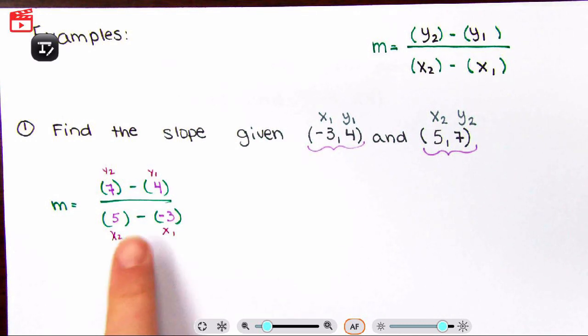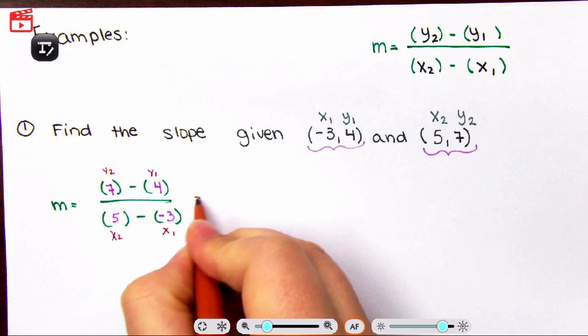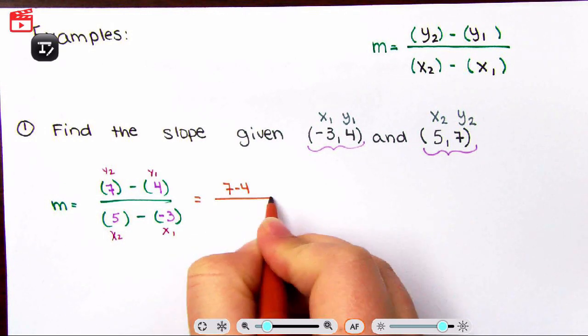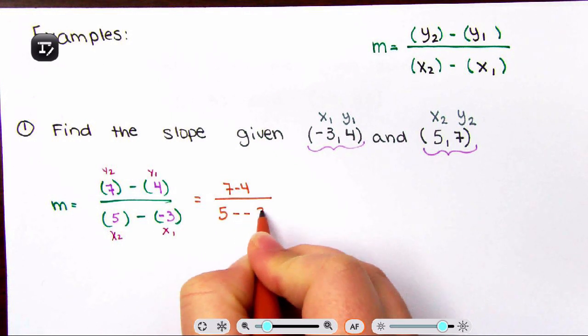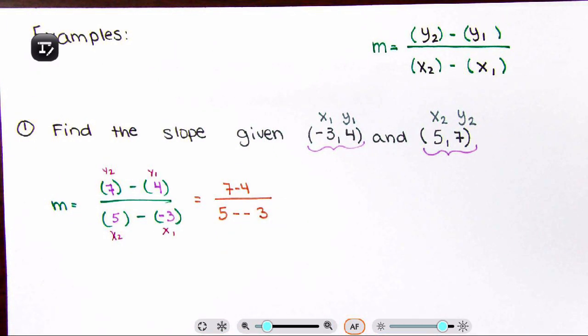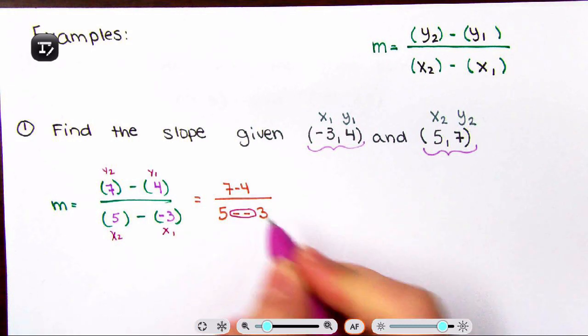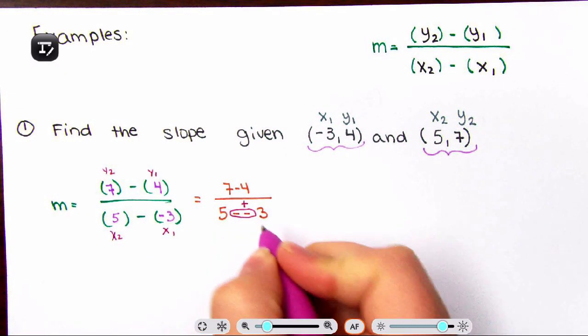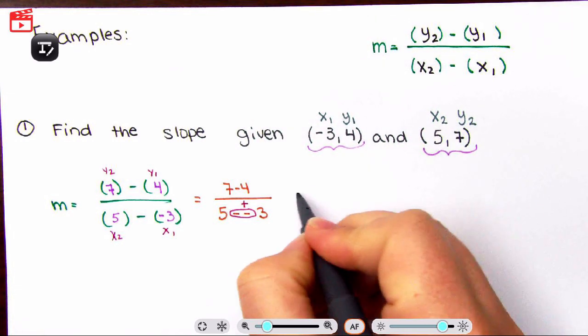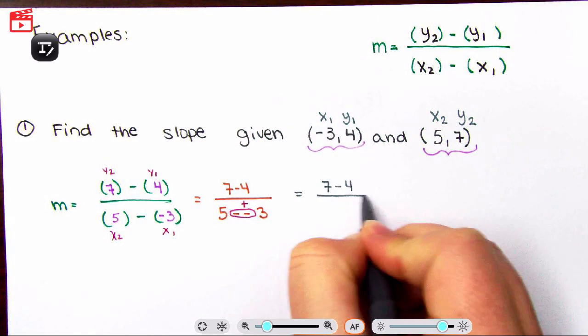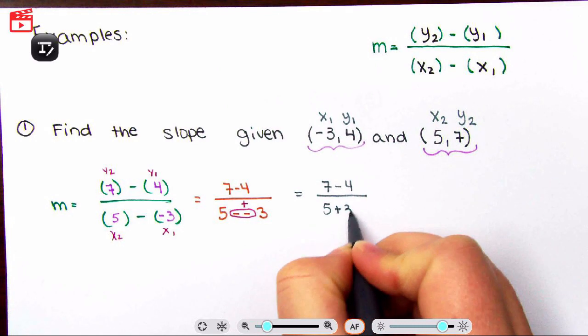Notice that now we have two negatives in the denominator that are next to each other. Anytime you have two negatives next to each other, that does equal positive. This is why it is super important to have bubbles, or else you're going to forget that extra negative. So I'm going to rewrite this on top. I have 7 minus 4 on top, and on the bottom I have 5 minus a -3. Here we have two negatives next to each other. Again, if you can circle it, you can write a plus. And one more time, I have 7 minus 4 over 5 plus 3.